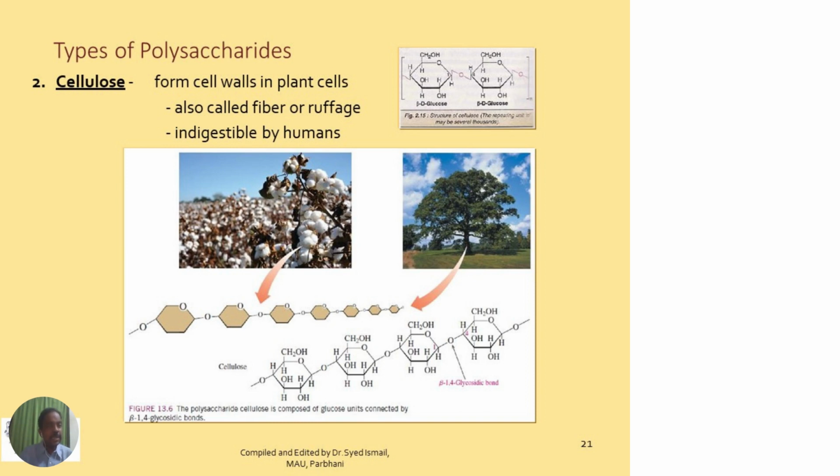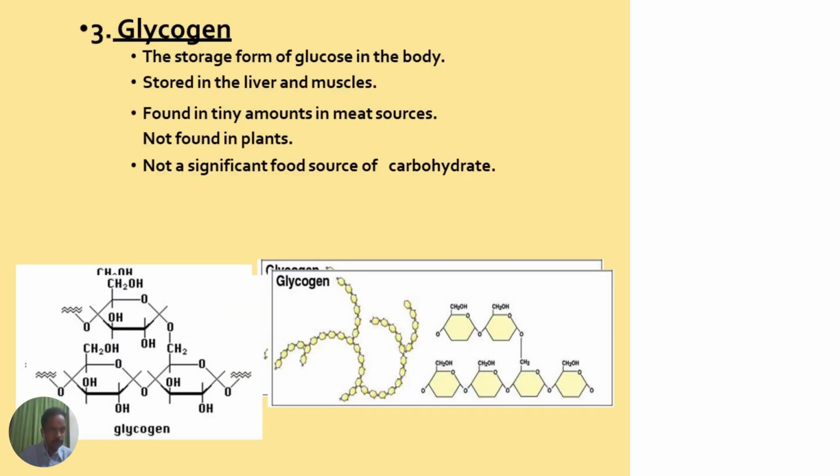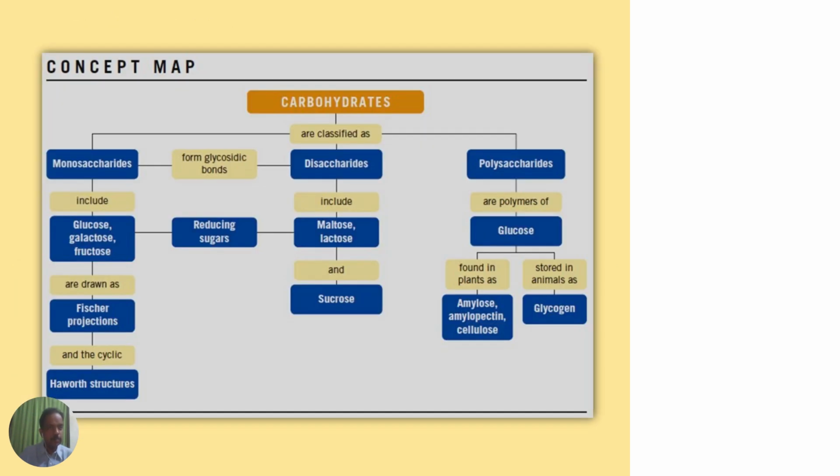Cellulose is a beta chain of glucose molecules, whereas starch is an alpha chain. Glycogen is the storage form of glucose in the body, stored in the liver and the muscles. So the concept of carbohydrates is fully depicted over here as a tabular column, which clearly states what is a reducing sugar, what is a non-reducing sugar, etc. Polysaccharide, amylopectin, amylose, cellulose, etc.